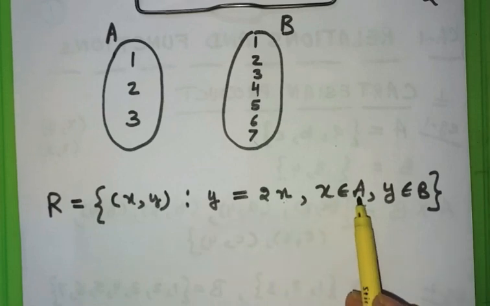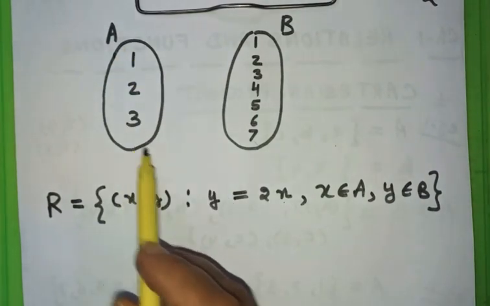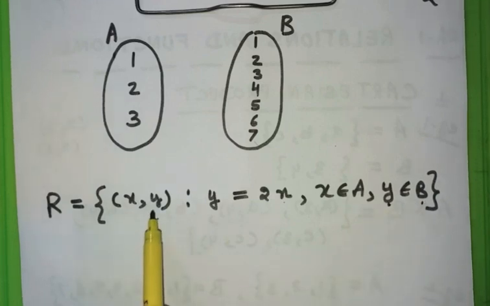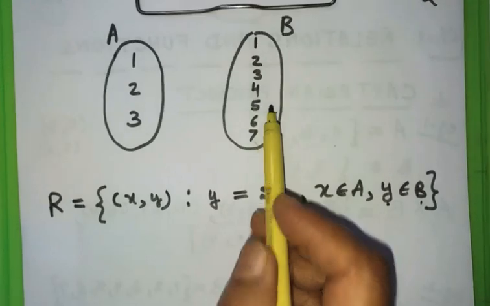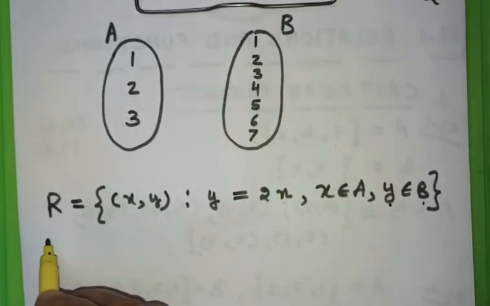Element x should belong to set capital A. That means the first element of every ordered pair is taken from the set capital A. Y belongs to B. That is, every second element of every ordered pair is taken from the set B. So let us write the elements of this set capital R.